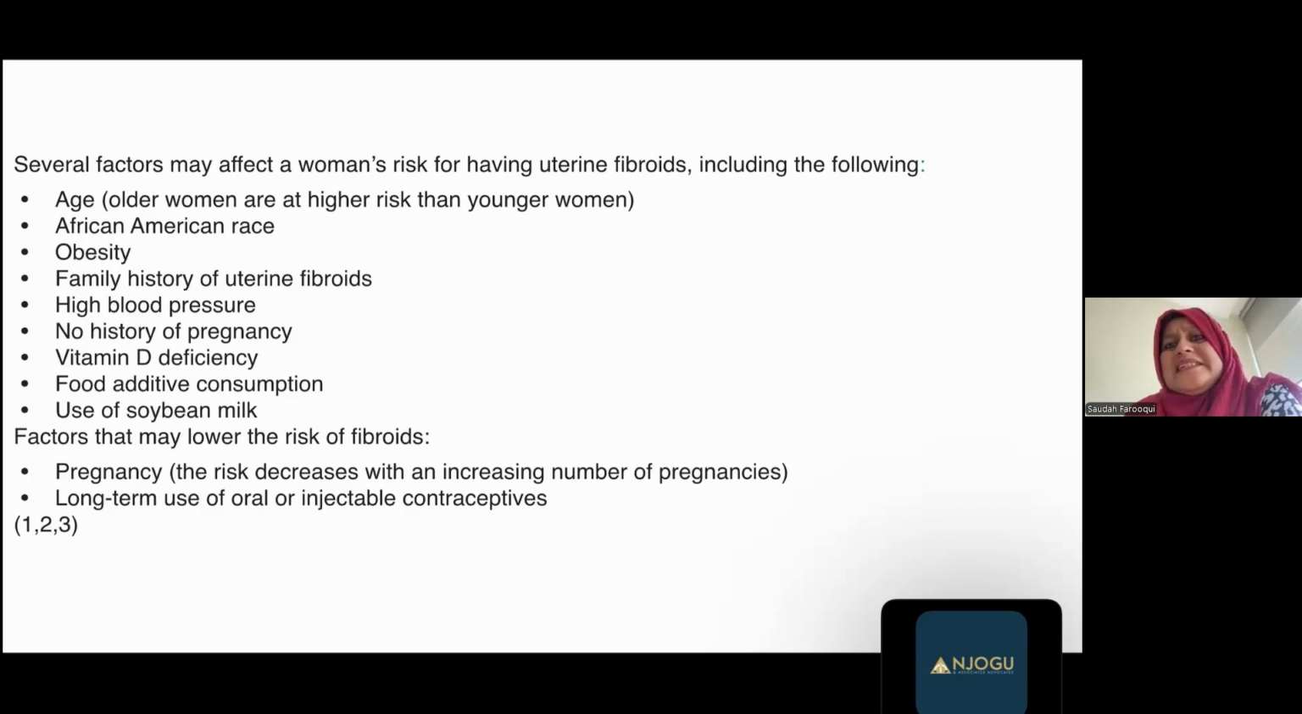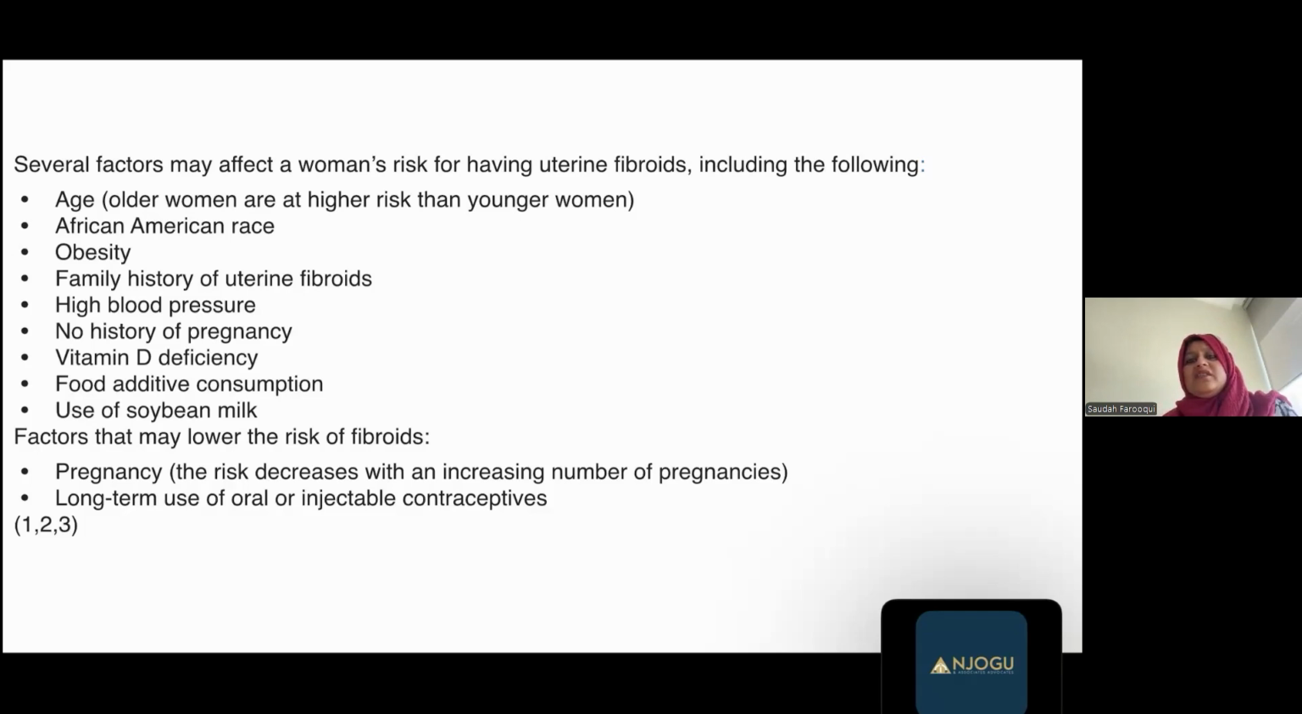Obesity will put you at risk of having fibroids. A family history of uterine fibroids, so it's very, very genetic. If you've had an aunt, your mother, your grandmother who have fibroids, you're at risk of getting them as well. High blood pressure, no history of pregnancy, which we talked about as being nulliparous. Vitamin D deficiency, food additive consumption, use of soybean milk.